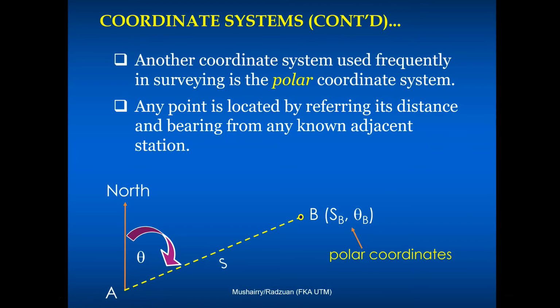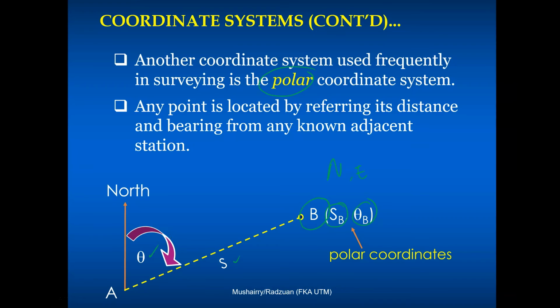Another coordinate system used frequently in surveying is the polar coordinate system. Nothing new, I think you've done this in your mathematics when you deal with complex numbers and so on. But here we're going to make use of that. We're going to call it the polar coordinate system, which simply means that if you have a point B, instead of giving a northing and easting, we're going to give it a distance and a bearing. So distance S and bearing theta.